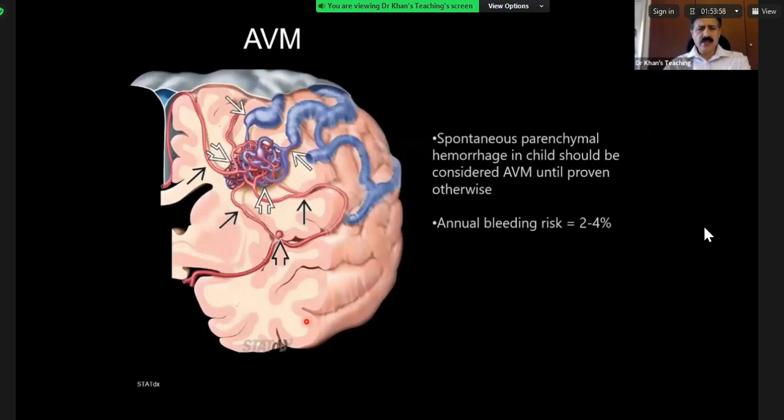Now, as far as AVM is concerned, this scenario you have to remember for your viva. If an examiner shows you an intraventricular or intracranial hemorrhage, particularly in a child, you have to go back and there must be an underlying AVM, and for that further imaging will be required. AVMs have an annual bleeding risk of 2 to 4%. This is self-explanatory, and there can be aneurysms also associated with these AVMs.